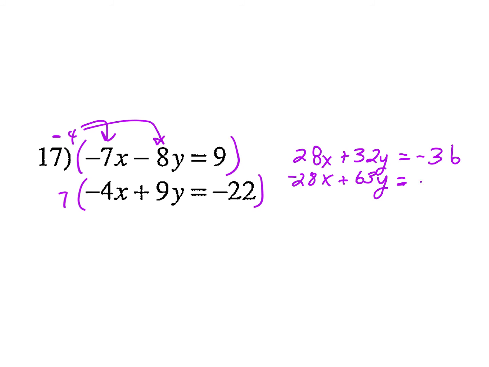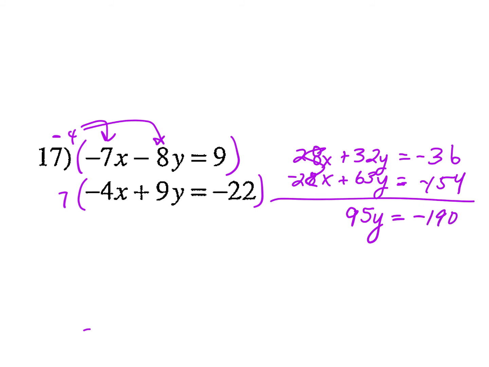Is it? Negative 154, okay. So what's 32 plus 63? 95. And then what's negative 36 and a 154? Negative 190. Negative 190, okay. Divide both sides by 95.